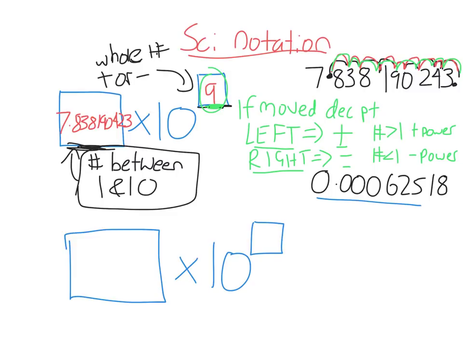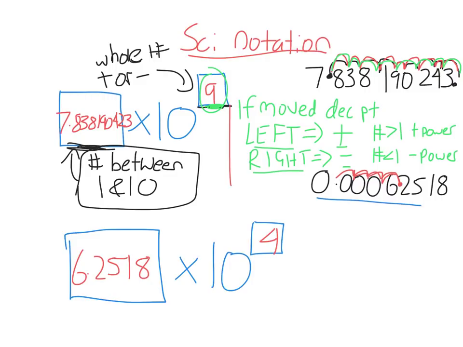You move the decimal point until the number is between 1 and 10. If I move the decimal point here, the number's 6.2518, which is definitely between 1 and 10. What goes in the second box is how many places you move the decimal point. I moved it 1, 2, 3, 4 spots. So I put a 4 in there.